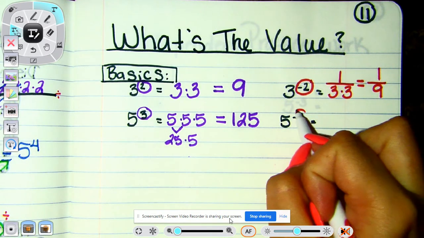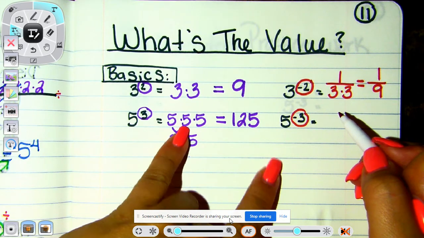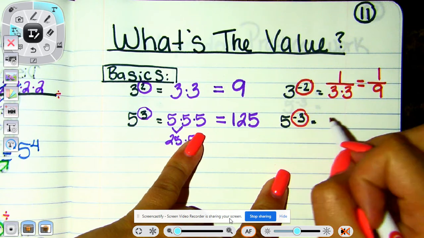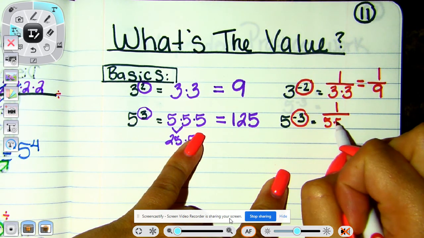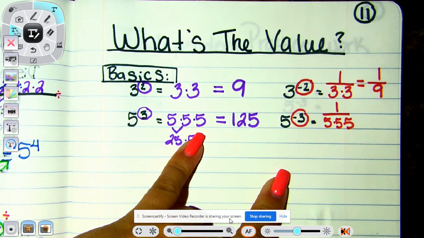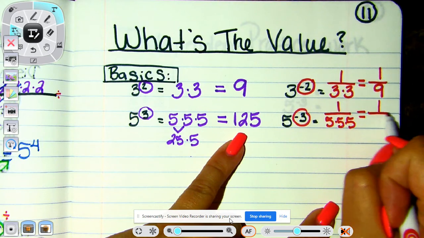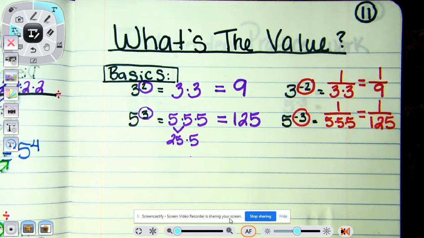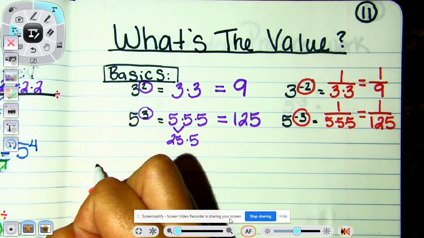Same concept here. When it was a positive 3, I knew I multiplied by 5 3 times. In this case, it's the opposite because of this negative sign. So I'm going to divide by 5 3 times. And we use the fraction bar to represent division. And when I divide 3 times, I'm going to get the same thing, except it's 1 over 125. Okay, now that I covered the basics, we're going to kick it up a notch. Okay, are you ready?